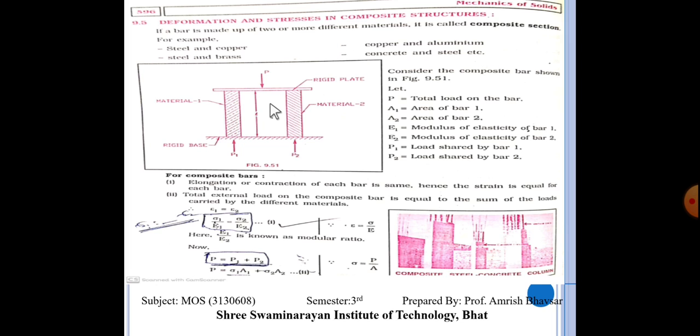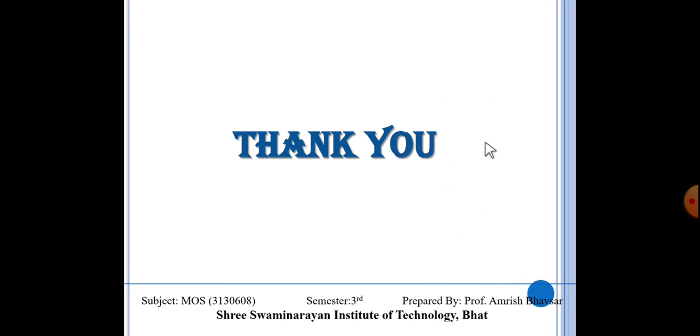Clear? Good, fine. This is the theory part of simple stress and strain. In this case, we must memorize all the equations that we have understood. Which equations are most important for us? Sigma is equal to P upon A. Epsilon is equal to delta L upon L. Modulus of elasticity is equal to sigma upon epsilon. These are the most important equations for us.